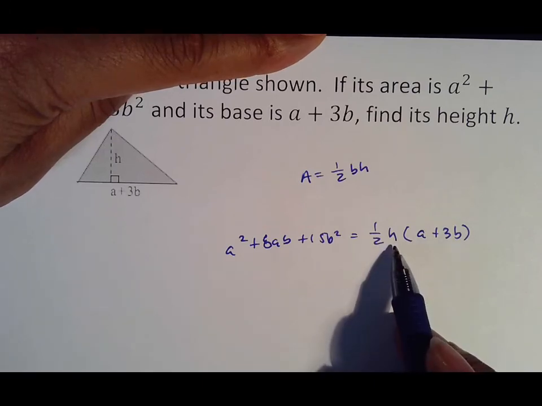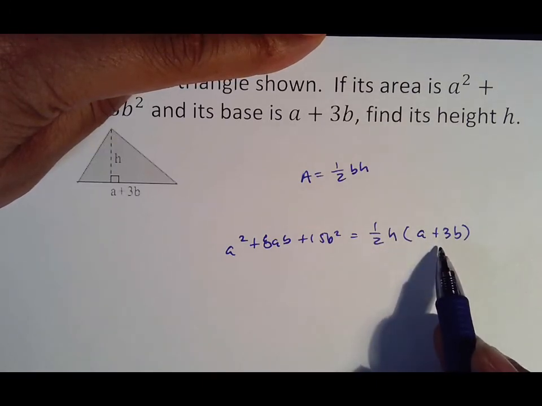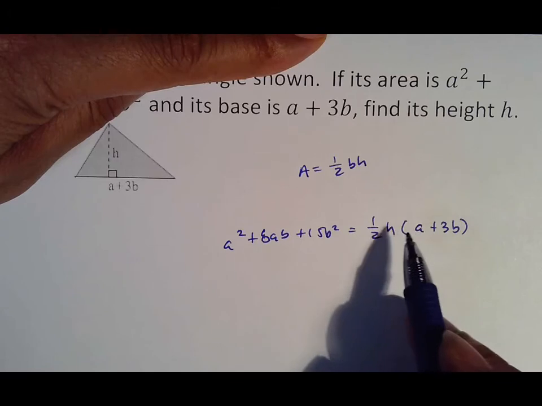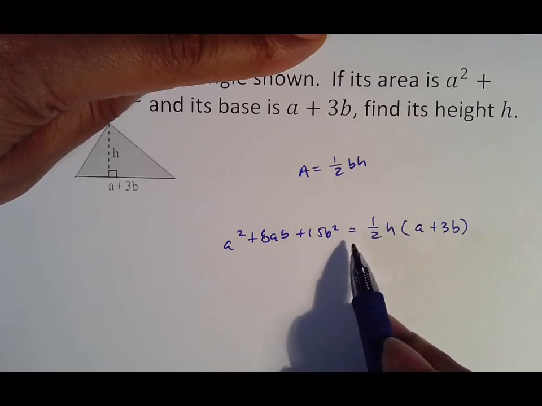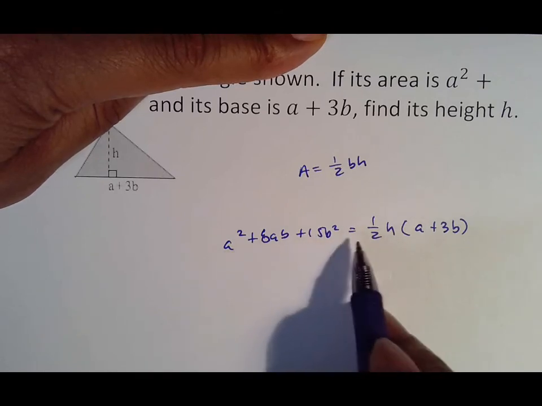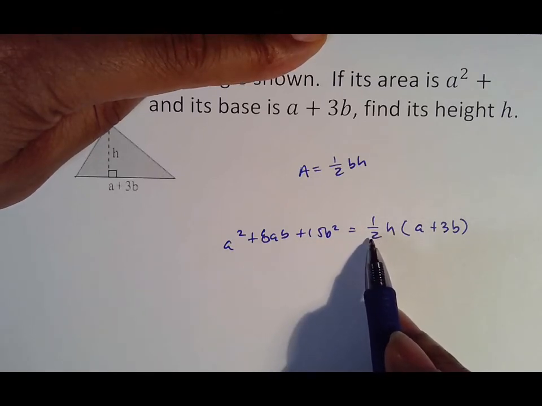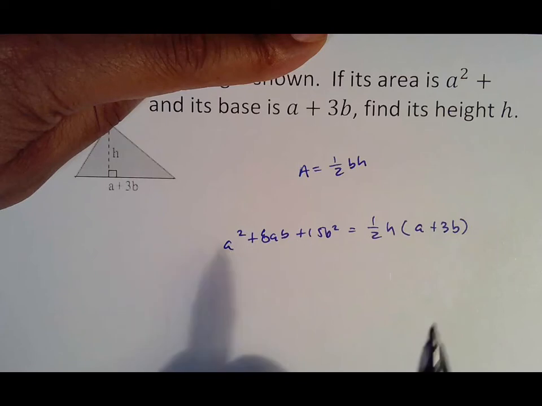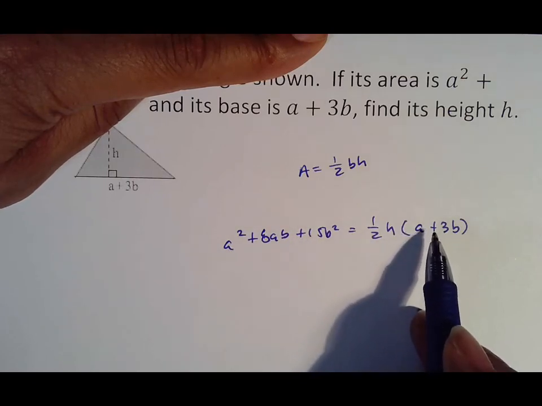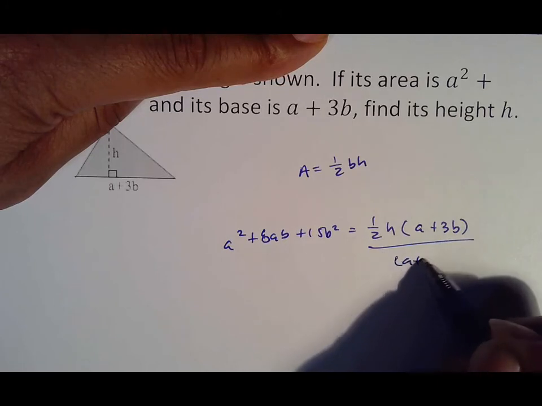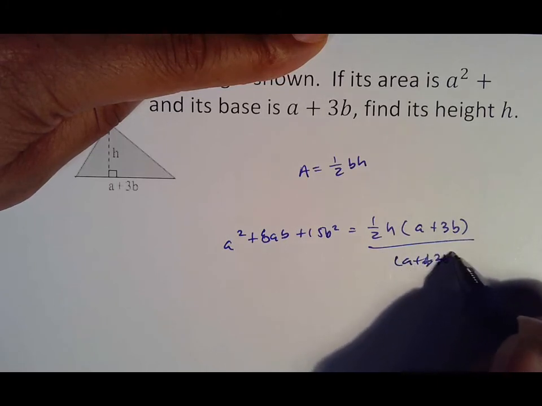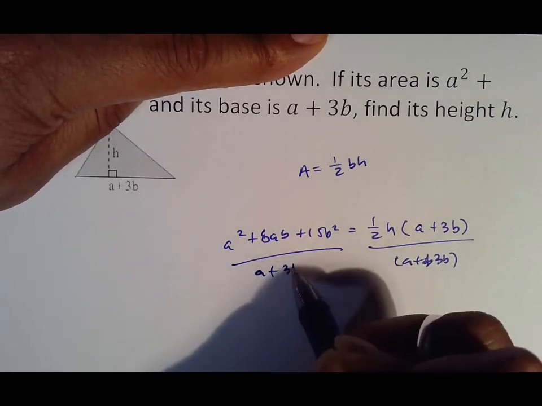if I want h by itself, the first thing I'm going to do is get rid of the a plus 3b. I'll deal with the 2 in just a second, because I don't want to make things crazy and double everything over here, because if you remember, if I want to get rid of this 1/2, I could just multiply both sides by 2. But I think what I'll do first is move the a plus 3b by experience. Remember, I'm going to divide by a plus 3b on both sides.